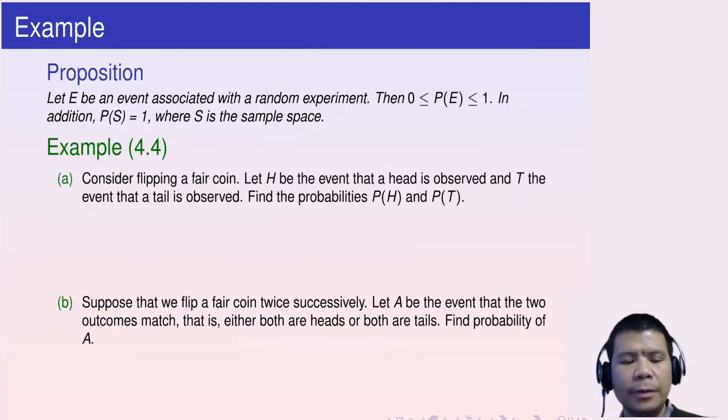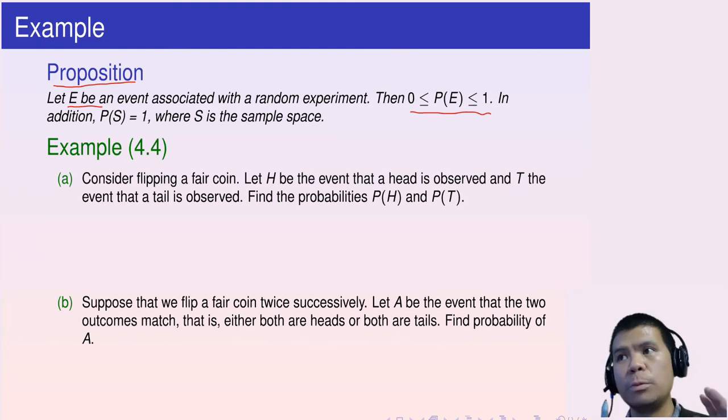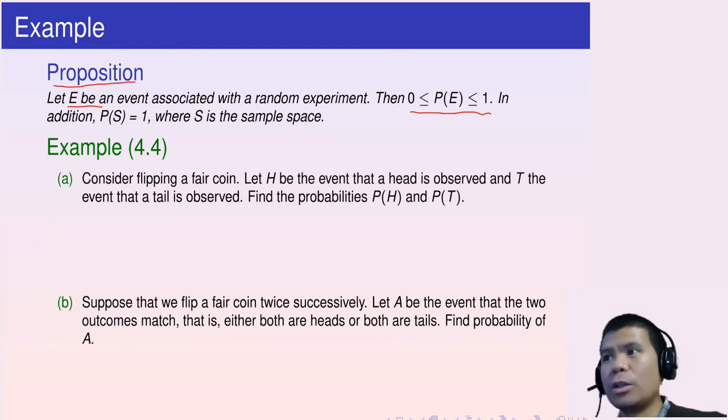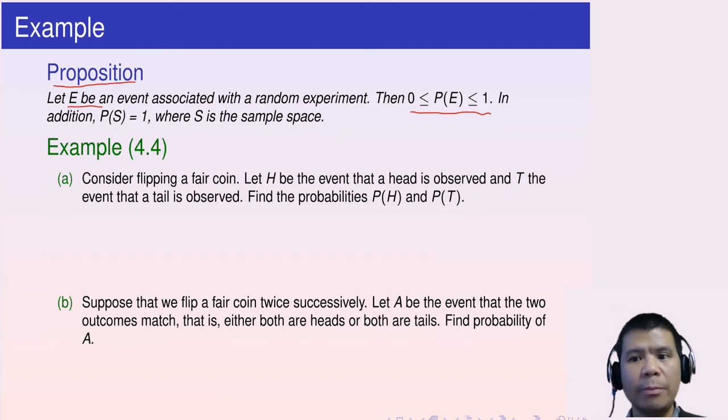Now let's consider this proposition. Because of that, we have the following proposition. E is any event associated with a random experiment. Then this probability is always between 0 and 1. Right? So the chance is a probability, so the probability will be between 0 and 1.